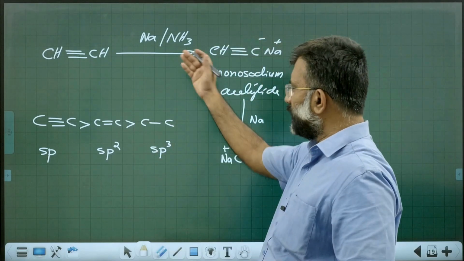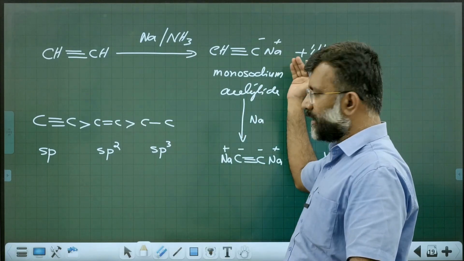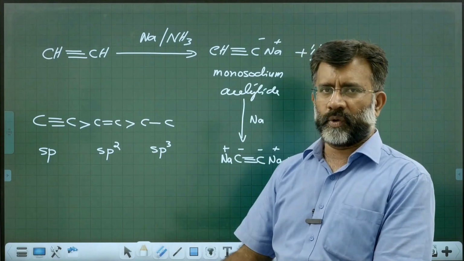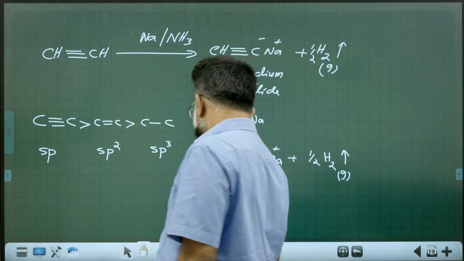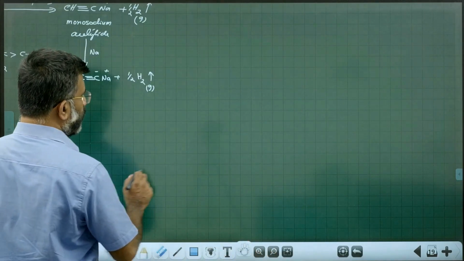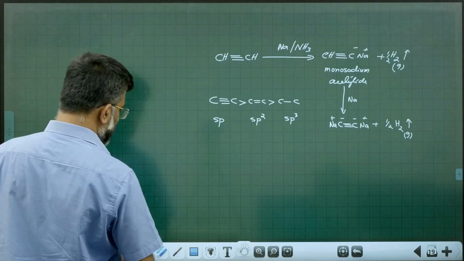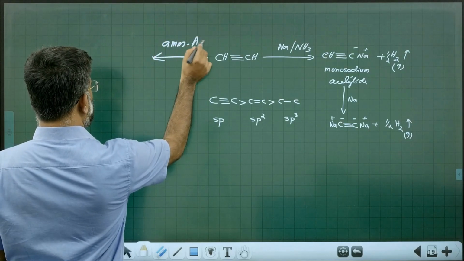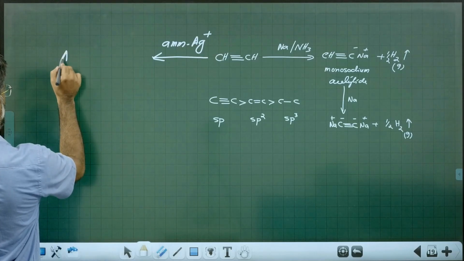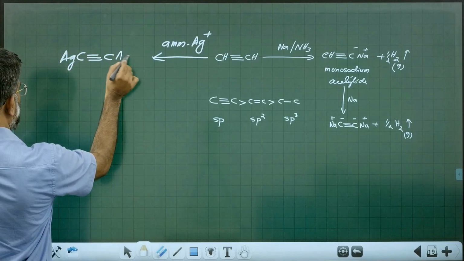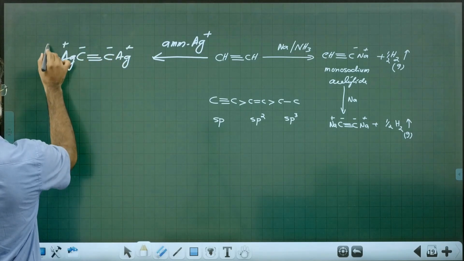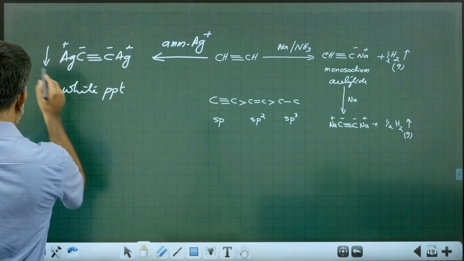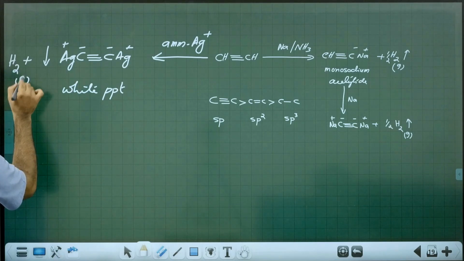It reacts with metallic sodium, liberating hydrogen gas, and you get a white precipitate, monosodium acetylide, then disodium acetylide. Okay. Not only this reaction, but out of NCERT, this is what is given in NCERT. This can be treated with ammoniacal silver nitrate. You will be getting silver acetylide, which is also a white precipitate, obtained with the liberation of hydrogen gas.